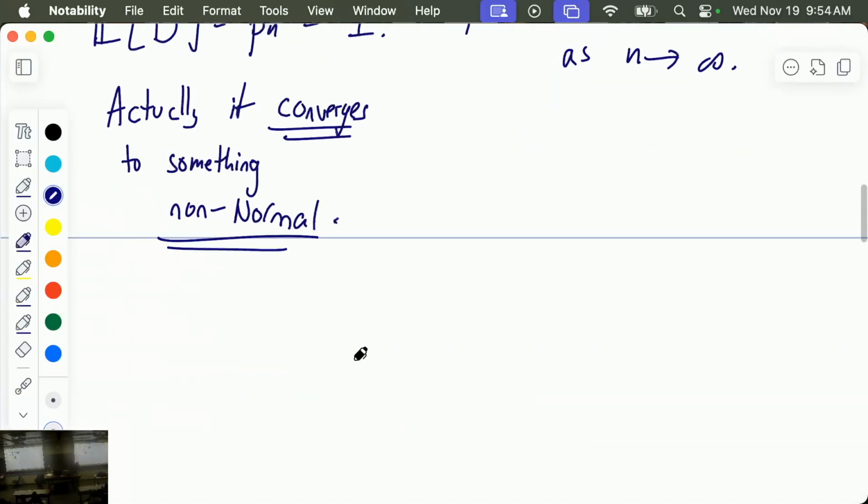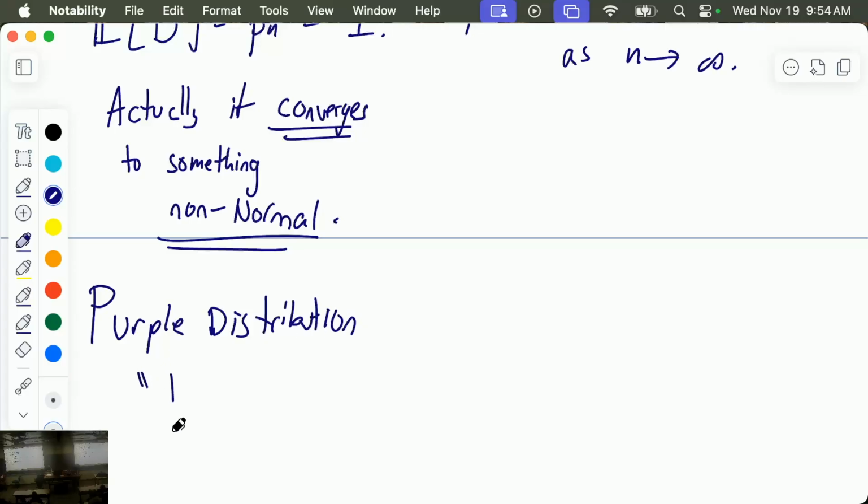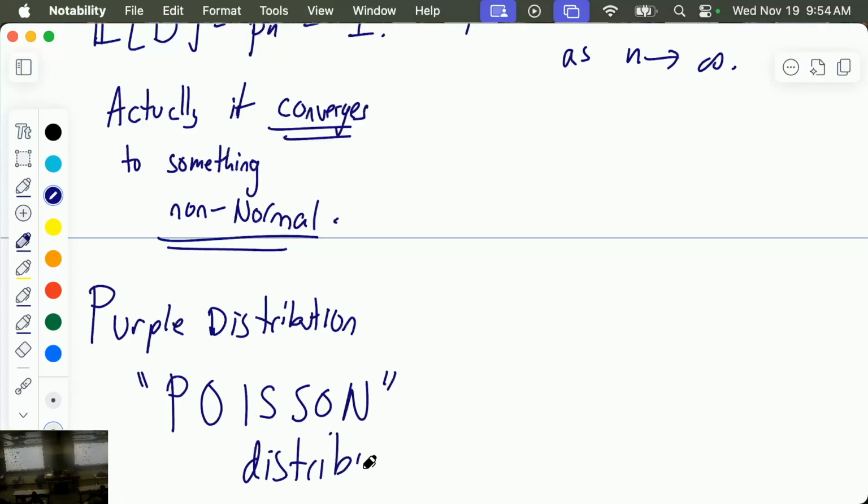Poisson distribution. And that's because it was first discovered with fish. The purple distribution is called the Poisson distribution. Okay. Now, Professor Nika, you know you told a white lie there. Oh, no, yes, okay. Well, it's sort of named after fish indirectly.